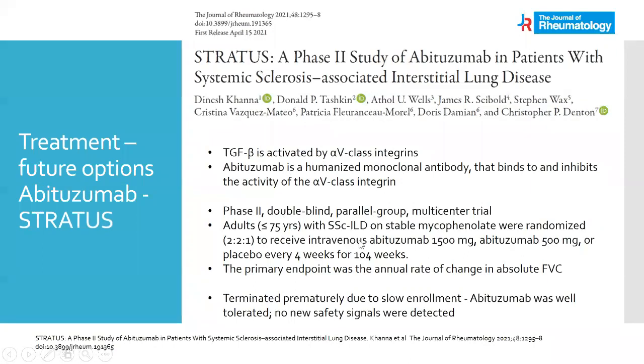This was a phase 2 double-blind parallel group trial. Basically, it was a 2-2-2-1. So patients were randomized to receive either abituzumab 1500 versus abituzumab 500 versus placebo, and the trial was prematurely terminated because of slow enrollment. But what we saw was this was pretty well tolerated. So I'm not aware of any active phase 3 trials for abituzumab right now, but in the future this could be a consideration.